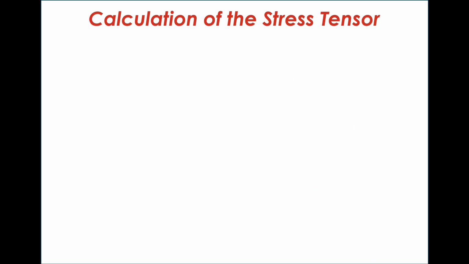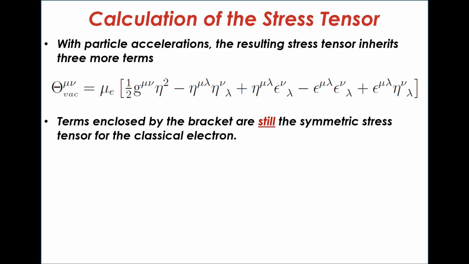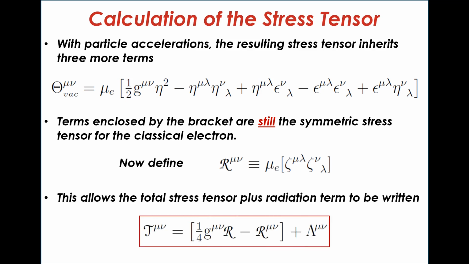To do this, we insert the new strain tensor in the quadratic portion of the stress tensor, which inherits 3 extra terms. Once again, you may be surprised to find out that this generalized stress tensor is still exactly the stress tensor for the classical electron under the most general motions of the particle. As a final step, let's define the quantity r mu nu as a bilinear combination of strain tensors. This allows the total stress tensor along with the radiation term to be written as shown here.